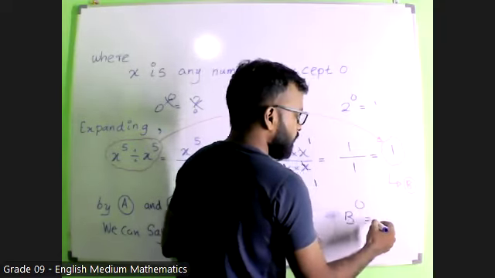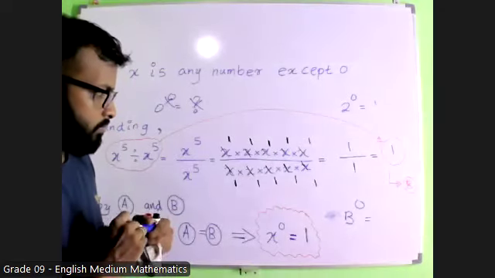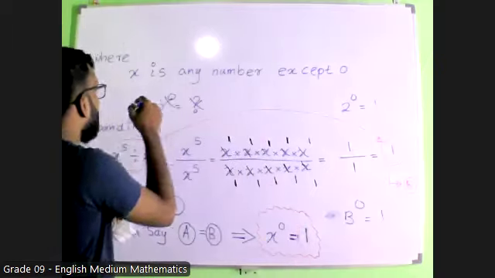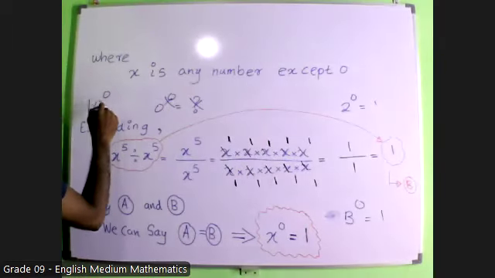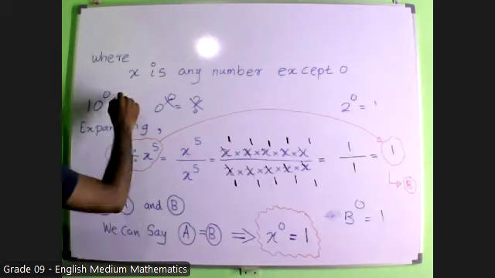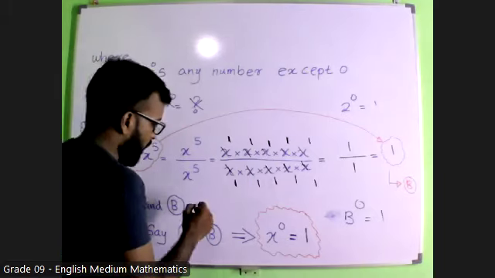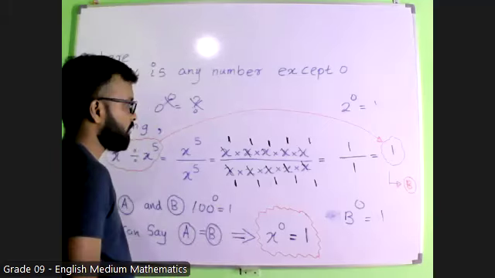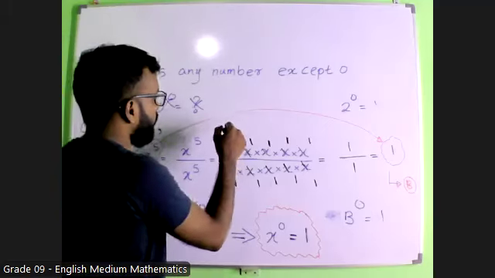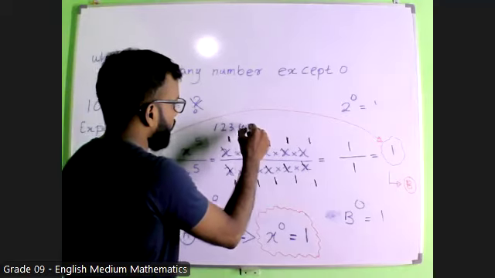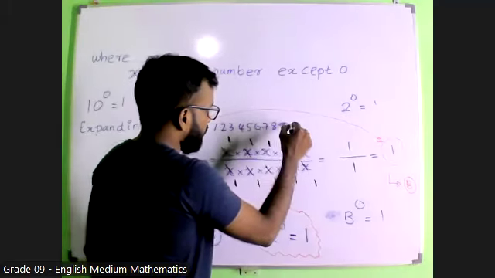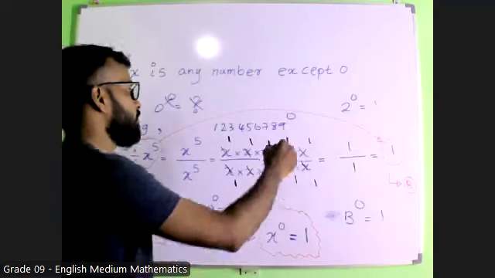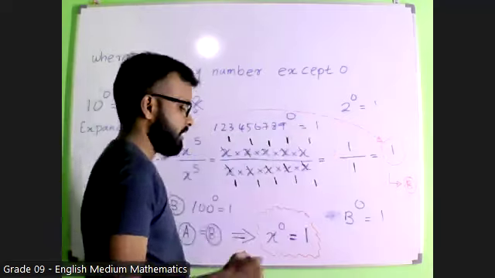B to the power 0 equals 1. 10 to the power 0 equals 1. 100 to the power 0 equals 1. And 123456789 to the power 0 equals 1. Right?